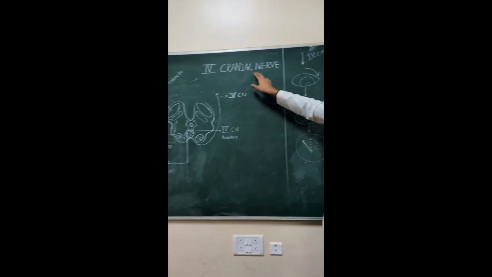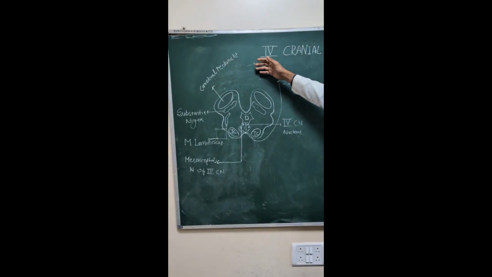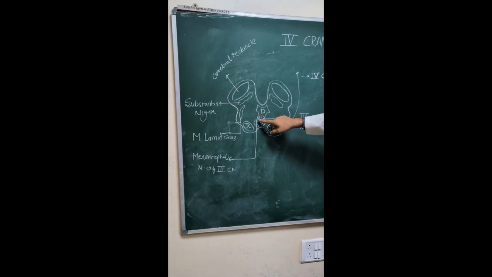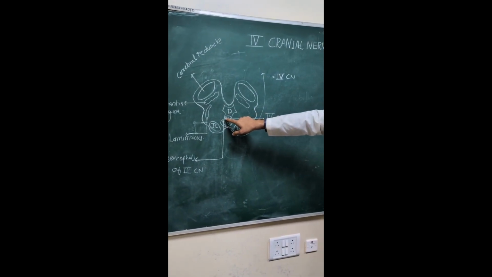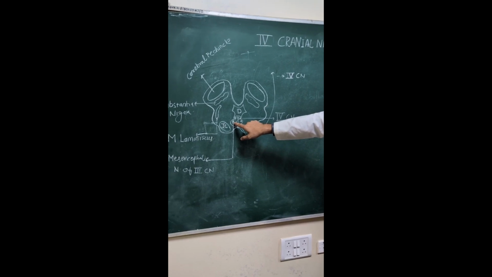Good morning. Welcome to a new video of the cranial nerve series. Let's discuss the fourth cranial nerve, that is the trochlear nerve. Here is a transverse section of the brainstem. It shows the fourth cranial nerve nucleus. This is the third cranial nerve nucleus.